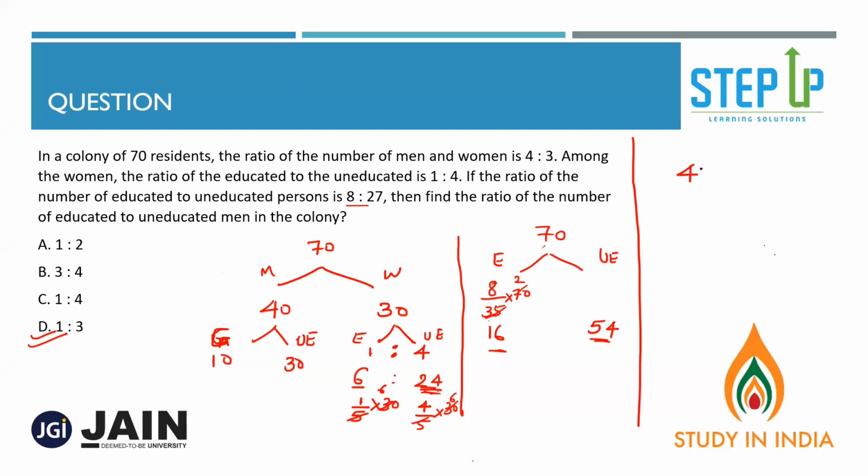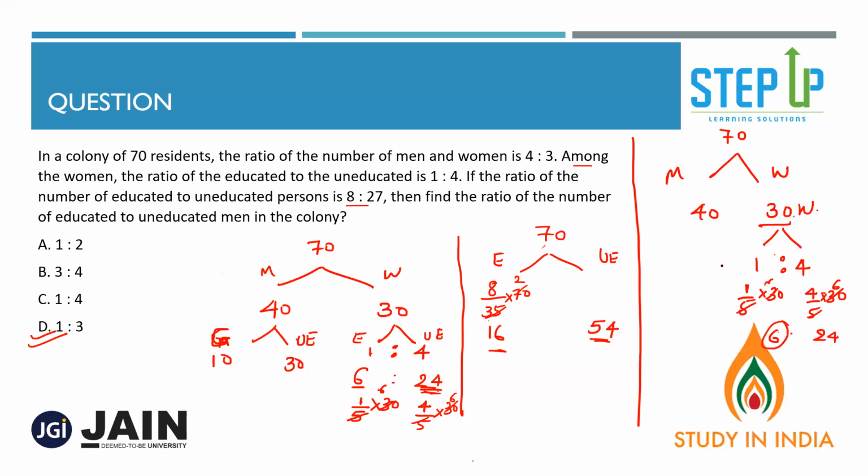There are 70 people, and the number of men and women is 40 and 30, all right? Now, among women, the ratio of educated to uneducated is 1:4. So 1/5 of 30, and this is 4/5 of 30. This will give you 6, and this will give you 24. Is that clear? Out of 30 women, 6 women are educated and 24 women are uneducated.